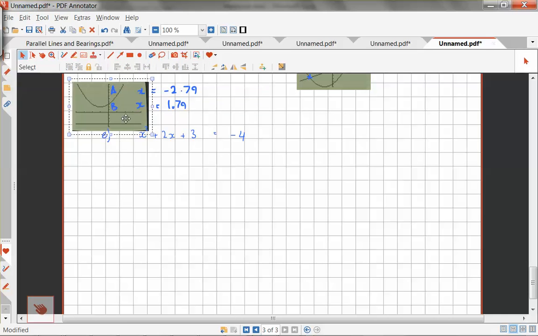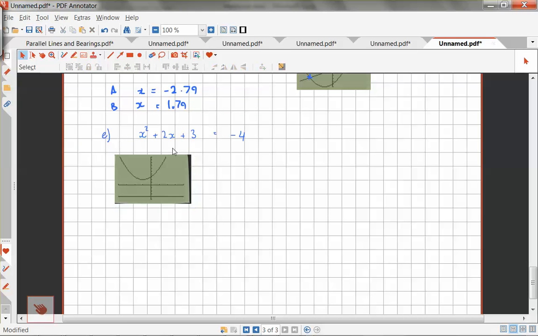Right. What do you notice? So there is the x squared plus 2x plus 3, and this is the y equals minus 4. Alright. So I'm saying to you, solve x squared plus 2x plus 3 equals minus 4. Now, Andrew, you were talking about this one, and you were saying there's a problem. So, what was your final answer? Did you come up with something?